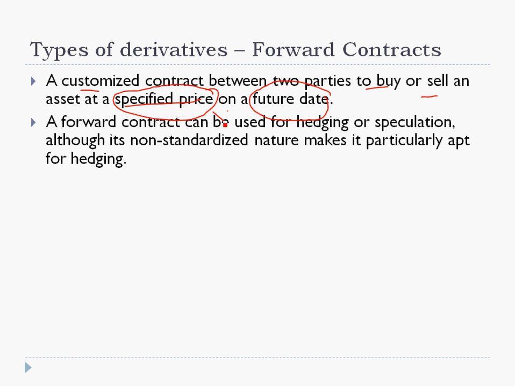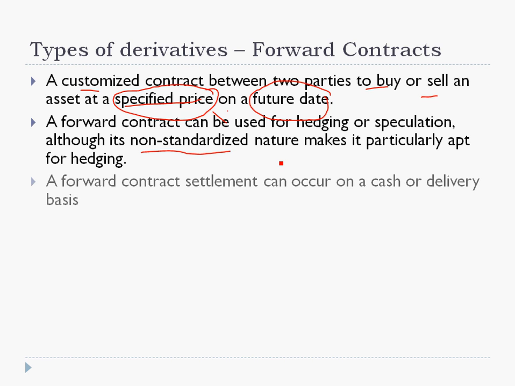So again, a forward contract can be used for hedging or speculation, although it is non-standardized. So keep track of these words. Non-standardized nature make it particularly apt for hedging. A forward contract settlement can occur in cash or on delivery basis, right? So for example, in our previous example, if tomatoes price go up to 40 rupees per kg, my vendor would say I cannot give you tomatoes, but I would give you rupees 20, right? Rupees 20, which is required to buy tomatoes from market at rupees 40, right? So he would settle in cash, or he can deliver the tomatoes on physical basis.